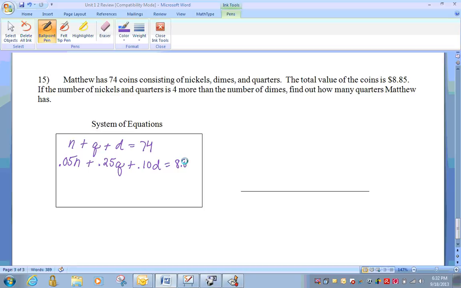has to total $8.85. And it says if the number of nickels and quarters is 4 more than the number of dimes, find out how many quarters Matthew has. Okay, so the nickels plus the quarters has to equal the dimes plus 4, because there's 4 more of the combined total of nickels and quarters than dimes.